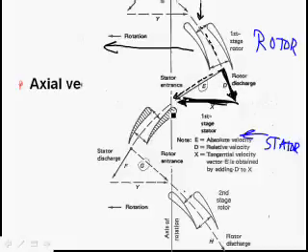In reality, these two blades right here are going to be right up here. So as this comes by, the air is going to go right smack into it. They just separated it because they wanted to draw these vectors. So now here is the stator.